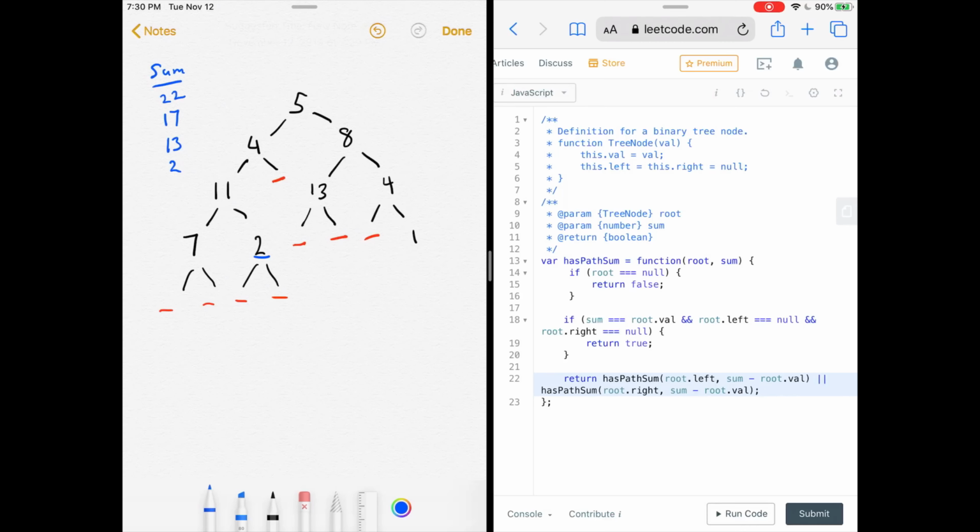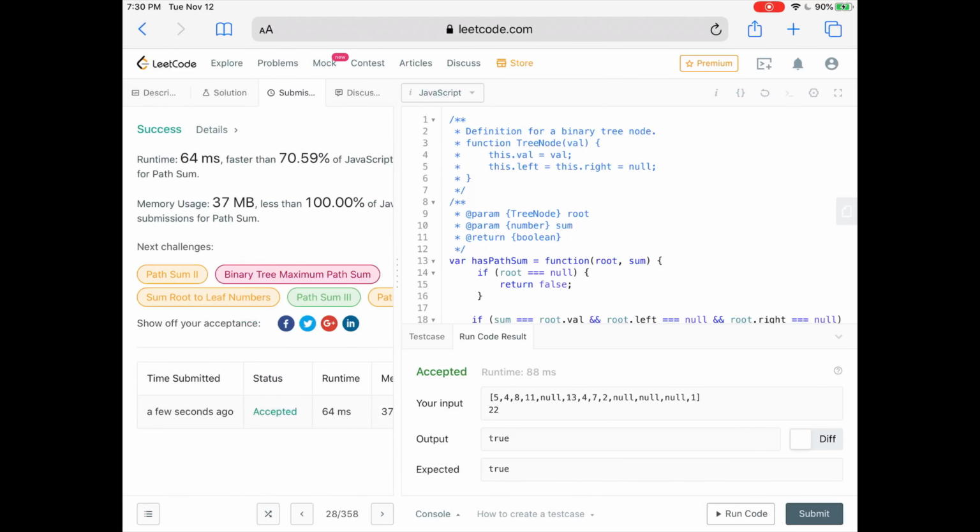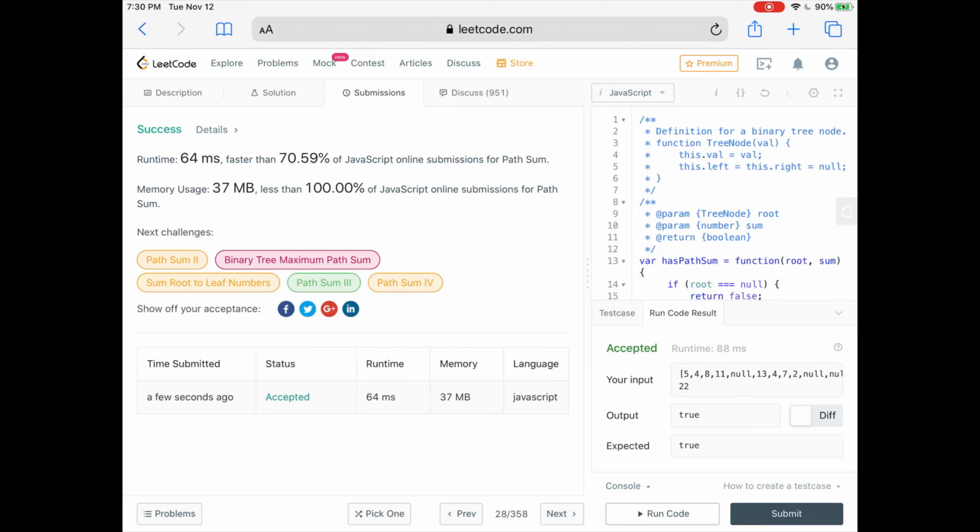All right, so let's run the code. Looks good. Let's submit. All right, so our code was faster than about 71% of other JavaScript submissions.